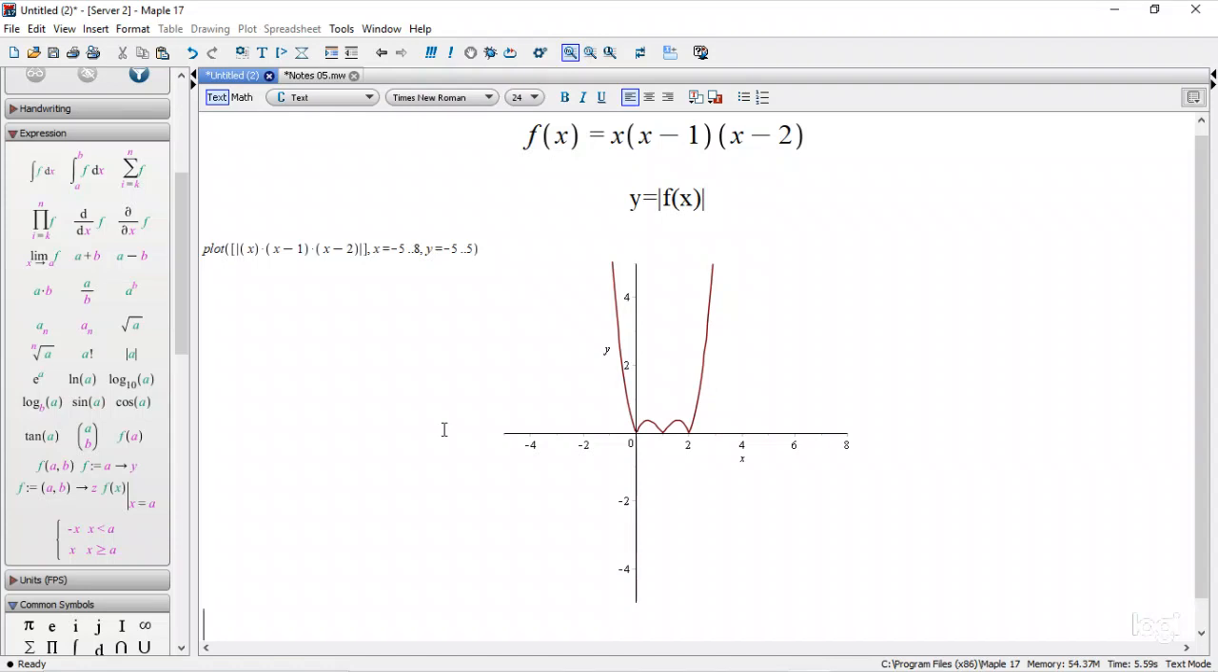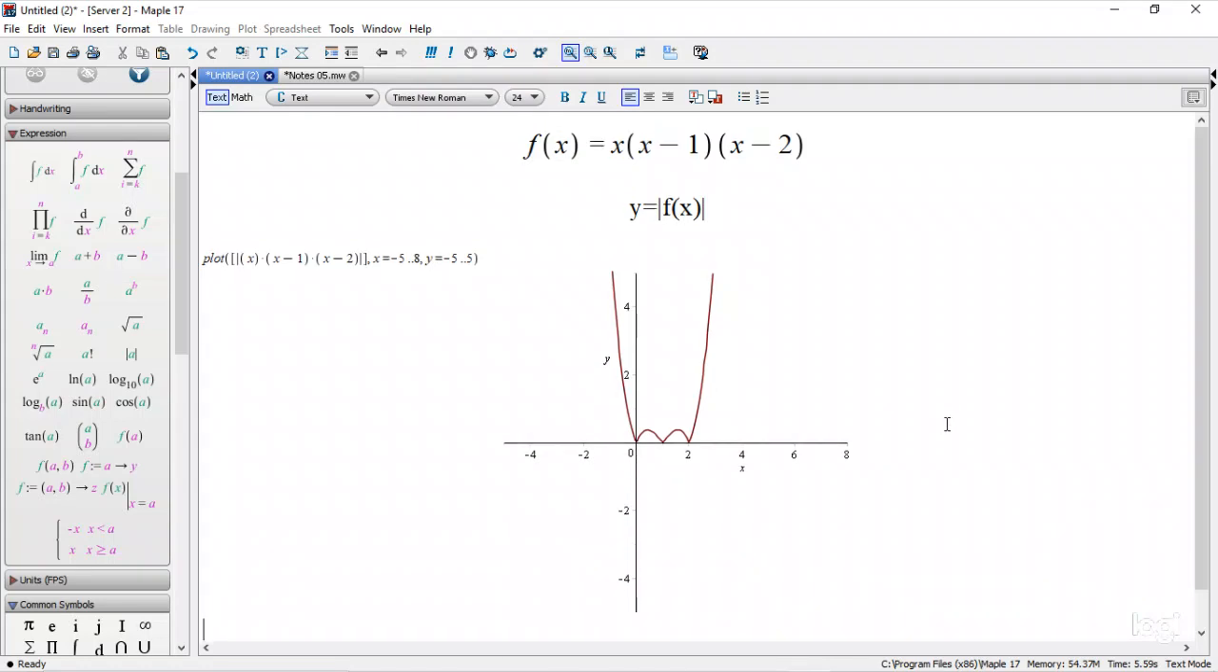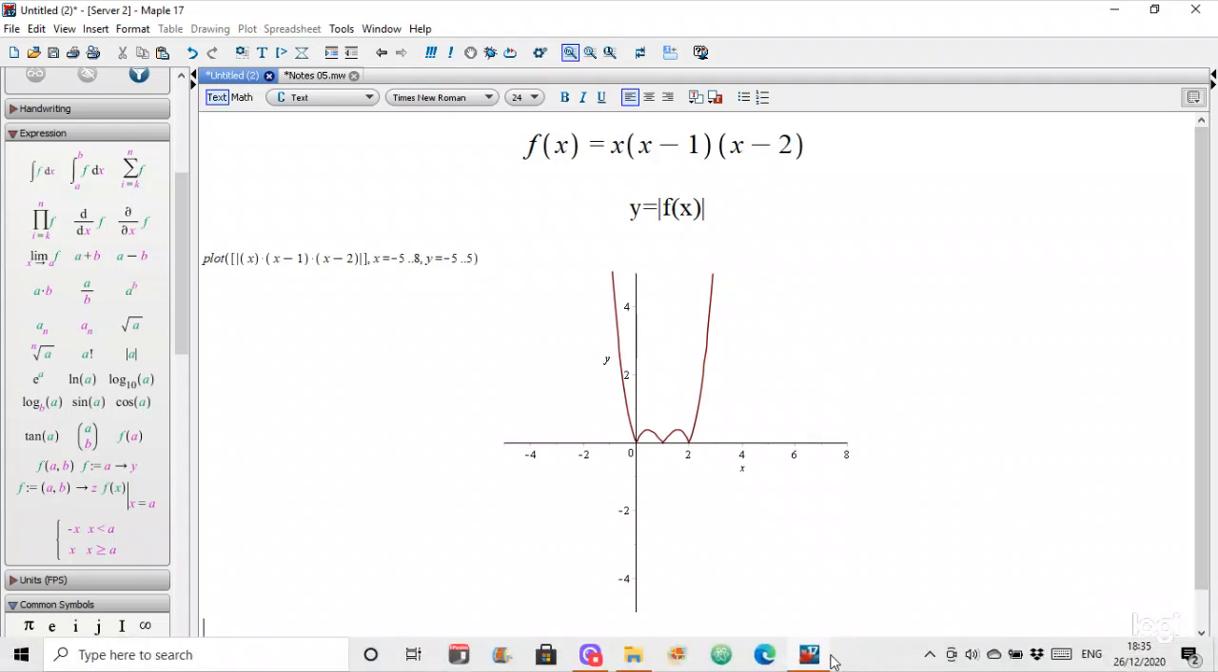So now I hope that you have an idea about the translation on the x-axis, y-axis, and the mod value. When we apply mod value, what kind of changes we can expect. We'll move to example 20 in the next session.